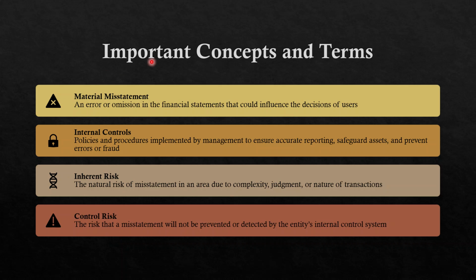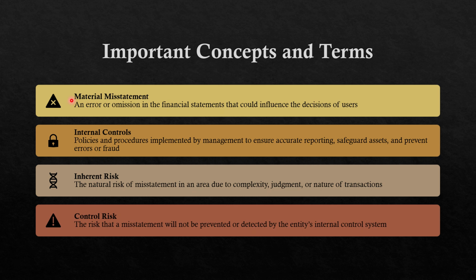Before diving further, these are some important concepts and terms that you need to understand for ISA 315. So material misstatement, I have told you before. I will just give you small mini examples of them so you can understand them. For example, a material misstatement is when a company forgets to record a large bank loan in its financial statements. This can mislead the investors about how much debt the company has. So this is an example of material misstatement. The definitions you can read from the slide yourself.